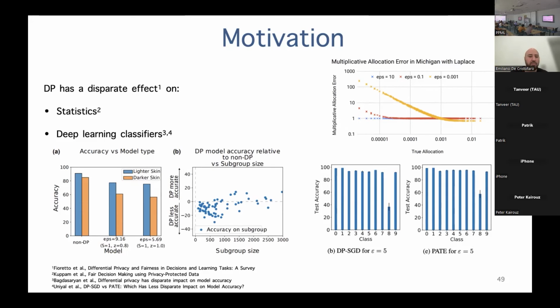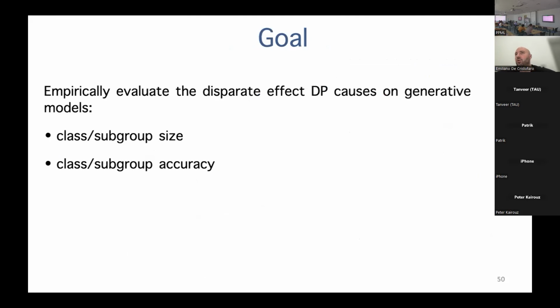So there's been a number of works here. In the slide, I cite some of them, but to the best of our knowledge, nothing had been done in the context of generative models. In particular, we want to look at the disparate effects that DP has on class and subgroup size and class and subgroup accuracy.